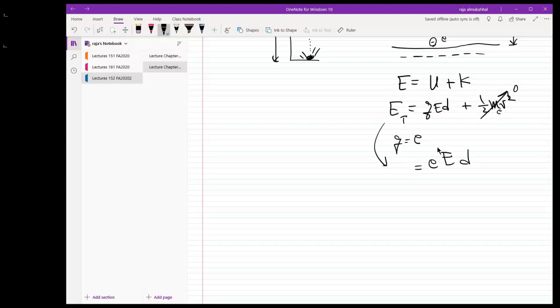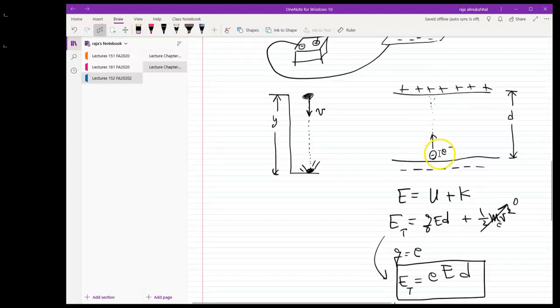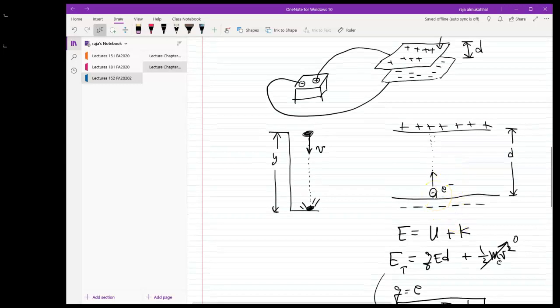And this is E_T for total energy, where this E is the electric field. So anyway, there we go. I have an expression for the total energy of the electron while I'm holding it between my finger at the negative plate while the electron is eager to go to the positive.